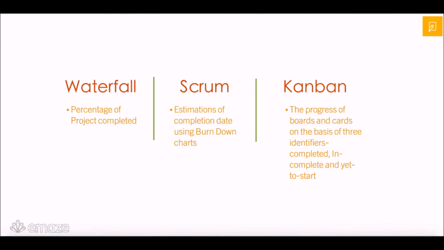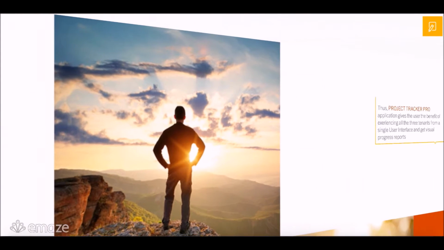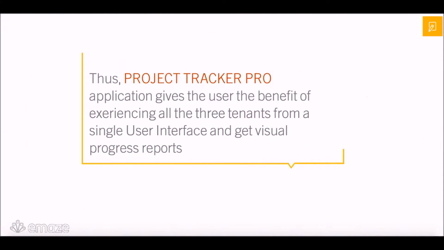For example, for Waterfall, it is going to be the percentage completed. For Scrum, it's going to be the estimations of completion date using burn down charts. And for Kanban, it is going to be the progress of boards and cards on the basis of three identifiers: completed, incomplete, and yet to start. So overall, Project Tracker Pro gives the user the benefit of experiencing all the three tenants from a single user interface and get visual progress reports.